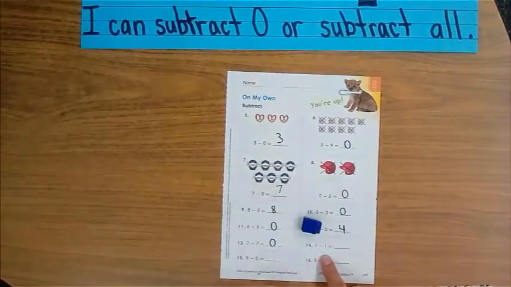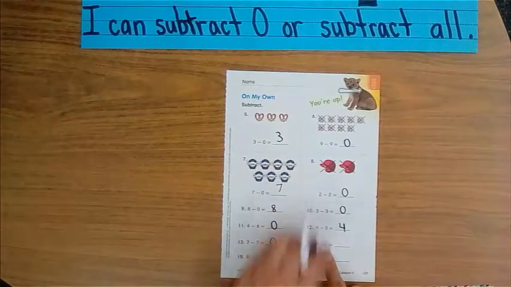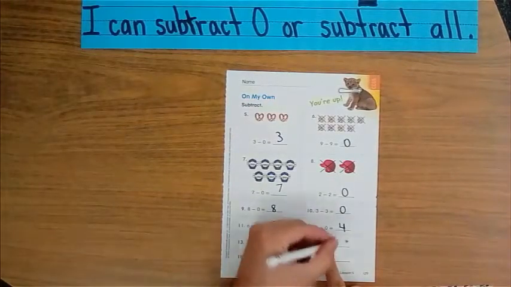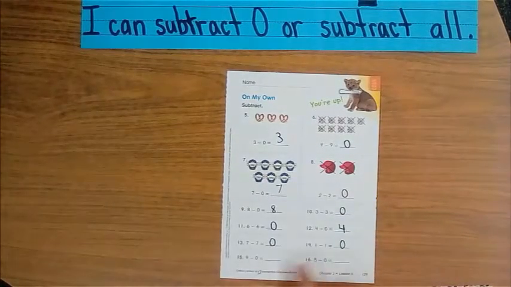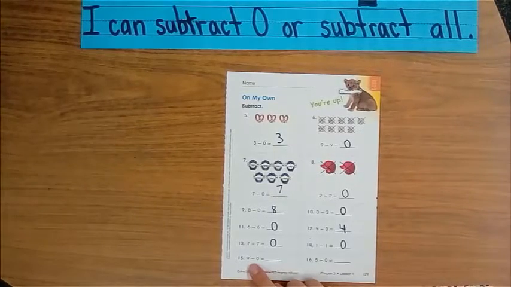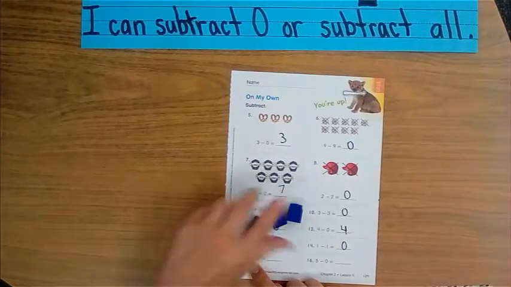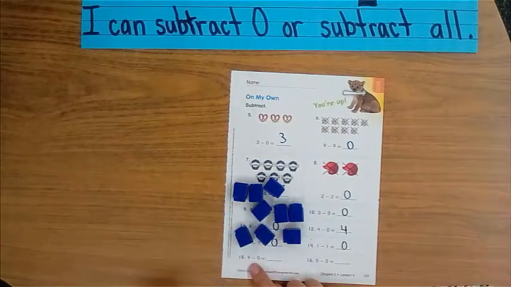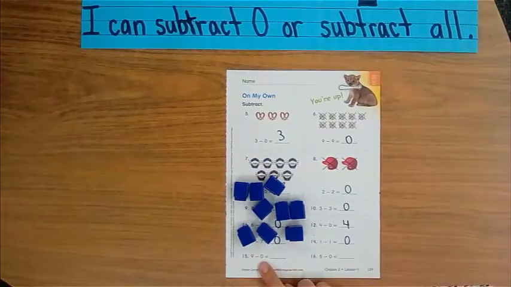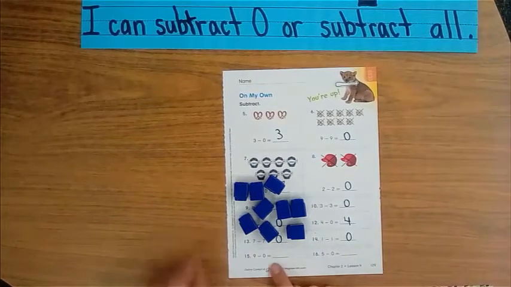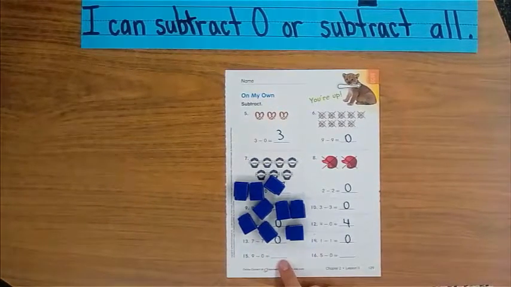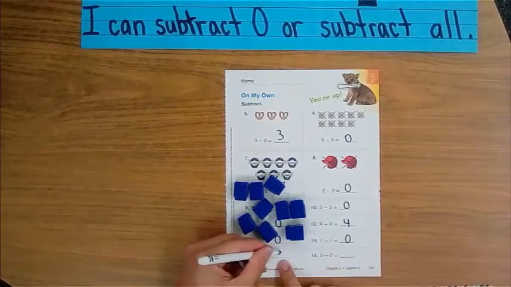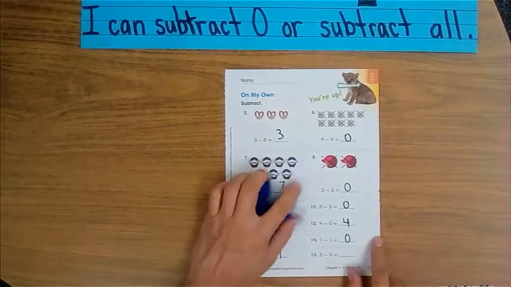Now 1, and I take away 1. What do I have? 0. That one's pretty easy. What about 9? What if I have 9 blocks? Okay, I have 9, and I'm taking away, how many? I'm taking away 0. There, I took away 0. So now how many do I have? 9. It stays the same. I didn't touch the blocks.